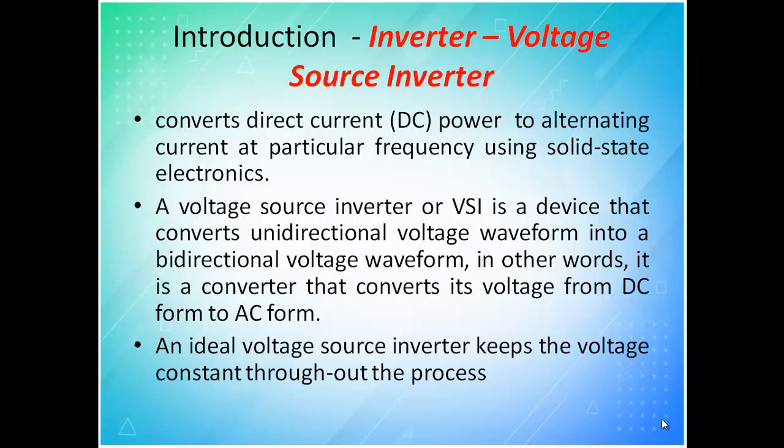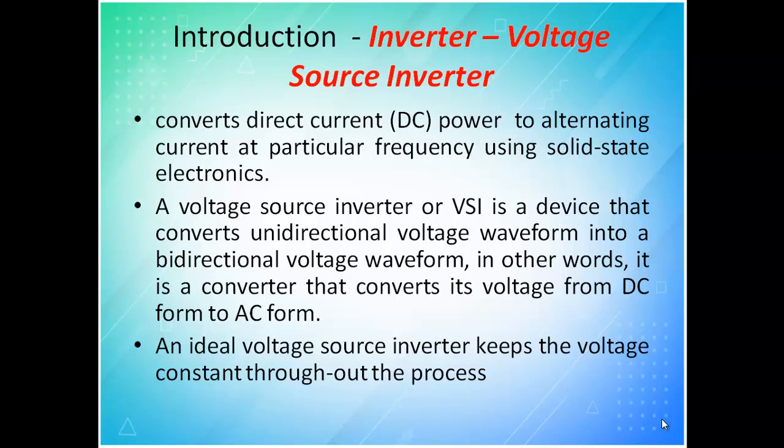An inverter is a device that converts a unidirectional voltage waveform into a bidirectional voltage waveform. In other words, it converts voltage from DC to AC. Now you have to be very clear what is called a voltage source, and what is called a current source.